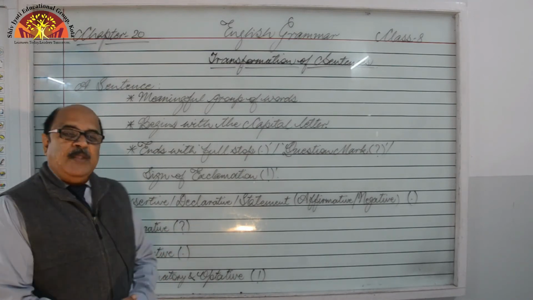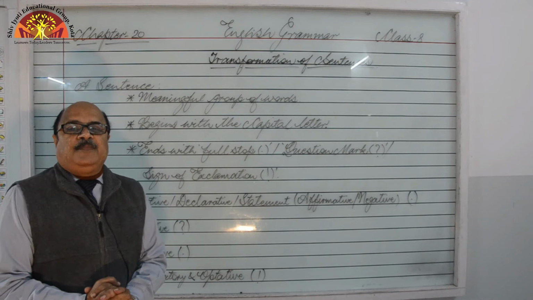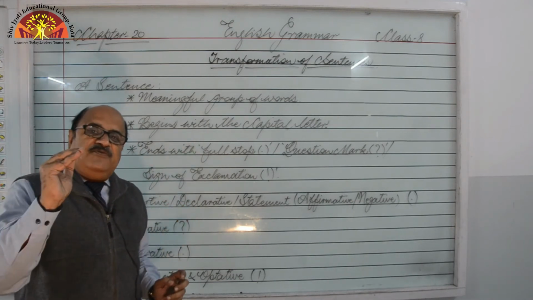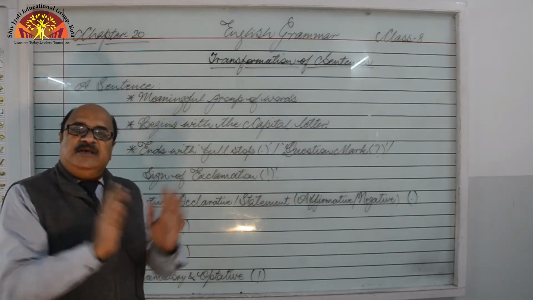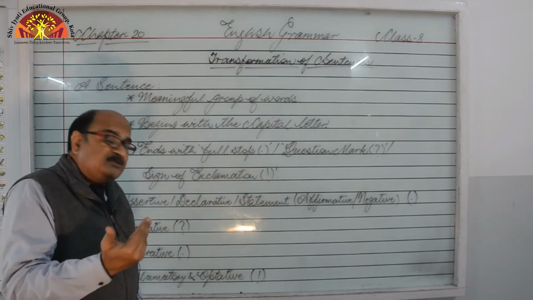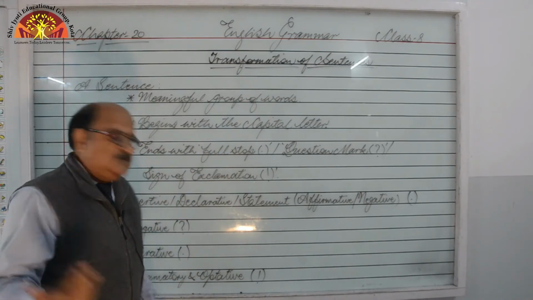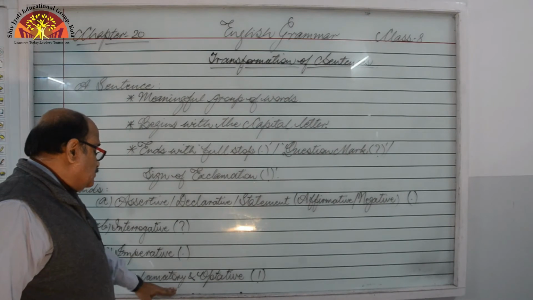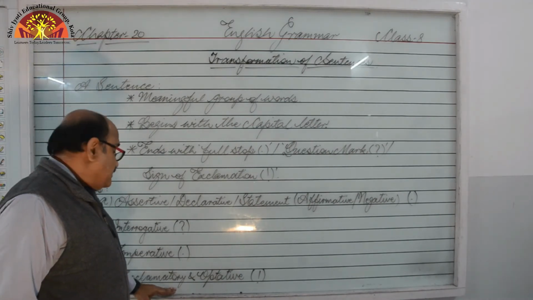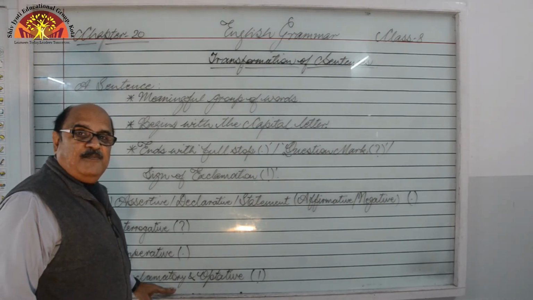Means if I say how interesting you are, so no article. Why? Because after the word interesting there is no qualifying noun. So, how interesting you are. So dear students, two types of exclamatory sentences are there now.